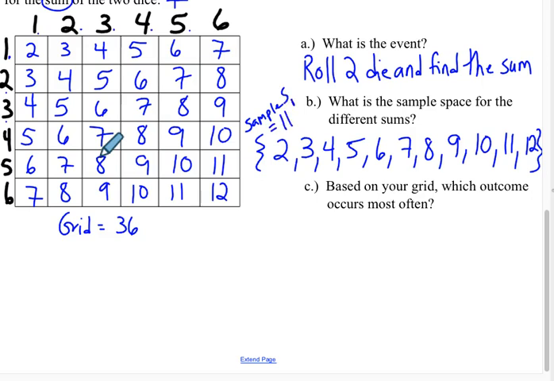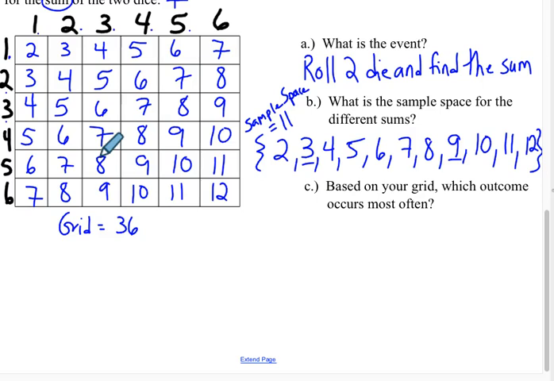So when you do a sample space, you do not need to repeat results. Since there's two 3s, I'm just going to write a single 3 down here for my sample space. Since there's 1, 2, 3, 4 9s, I don't need four 9s in my list. I can just write a 9. All right, then how else can we use this grid?